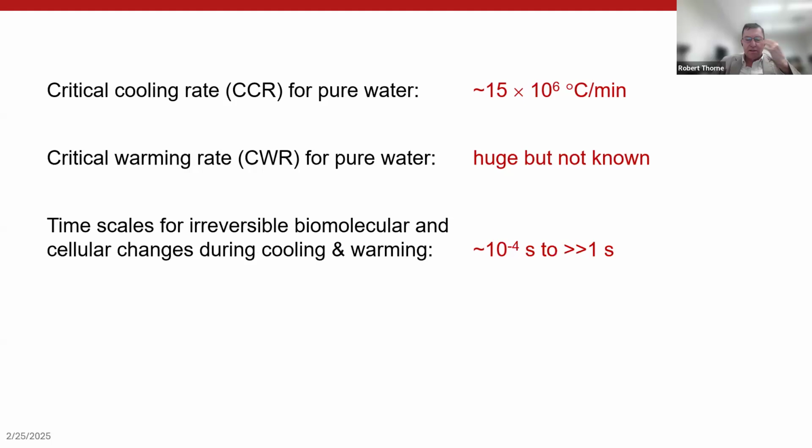So then in terms of these potentially irreversible biomolecular and cellular changes that might occur during cooling and warming, their time scales probably range from the tens to hundreds of microseconds to, for larger changes, much longer than a second.